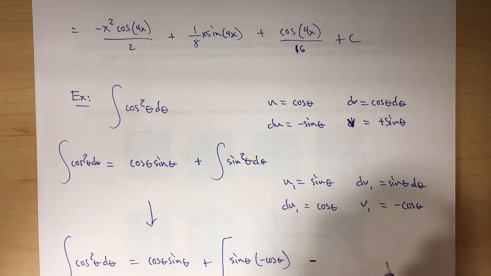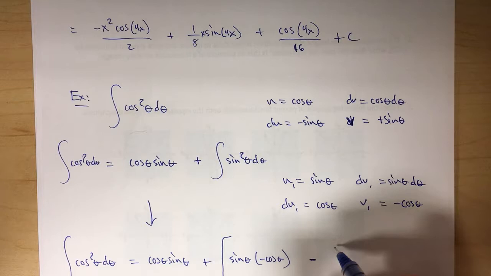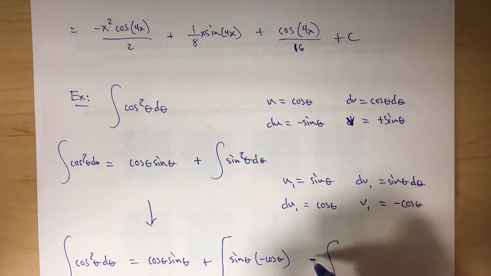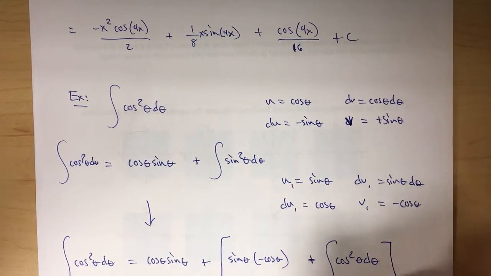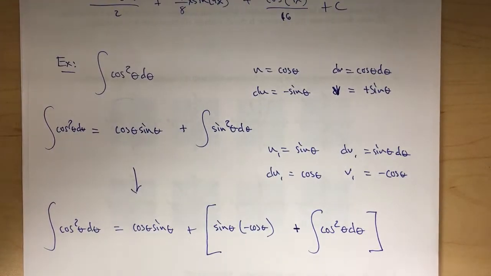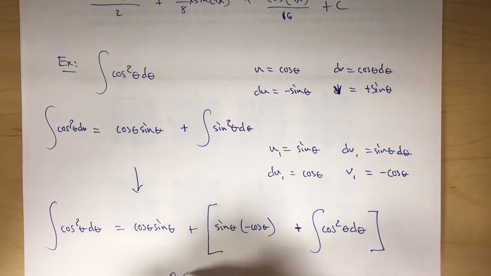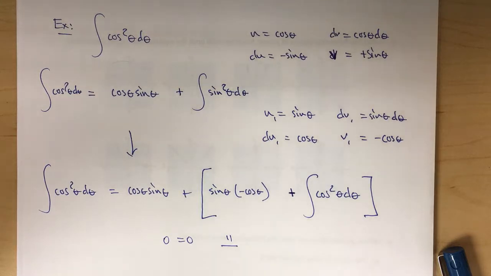minus the integral of v du, which should be then plus cosine squared theta d theta. Okay, here's the problem. I now have this on either side and this on either side, so I basically get 0 equals 0, and I haven't gotten anywhere. Bummer! It's really not helpful.